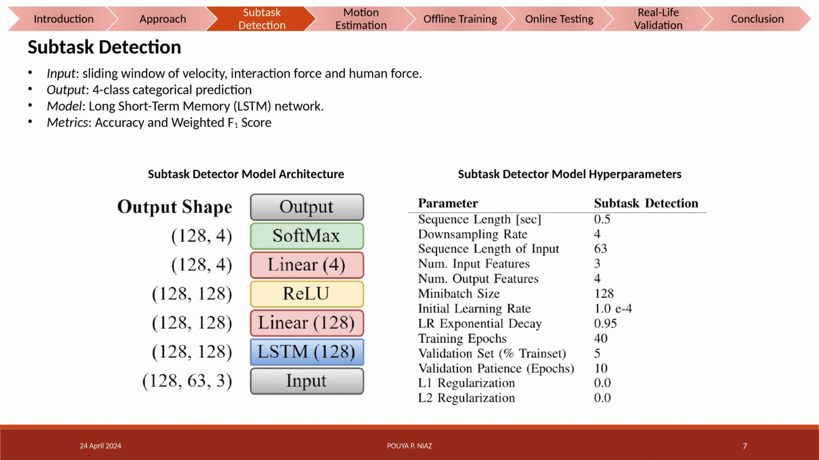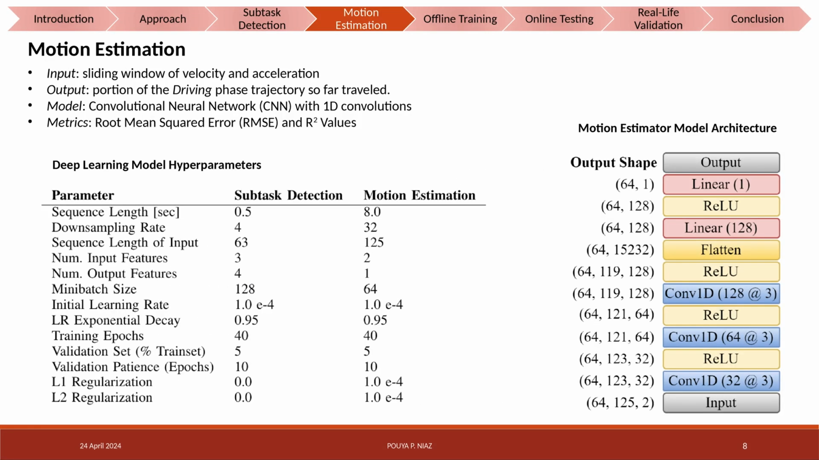It is an LSTM model that takes downsampled sliding windows of magnitudes of human force, interaction force, and Cartesian velocity, and returns a categorical prediction of the current subtask. Accuracy and F1 score are used as its performance metrics. The motion estimator is only active during driving. It is a 1D CNN model that takes sliding windows of magnitudes of Cartesian velocity and acceleration and returns the instantaneous motion progress. RMSE and R-squared values are used as performance metrics.